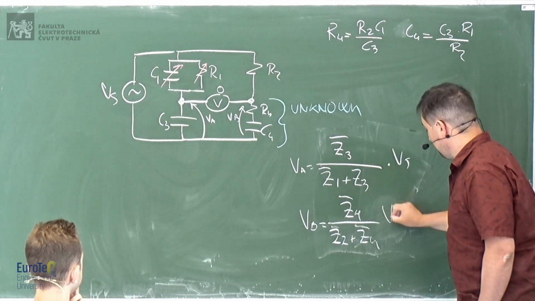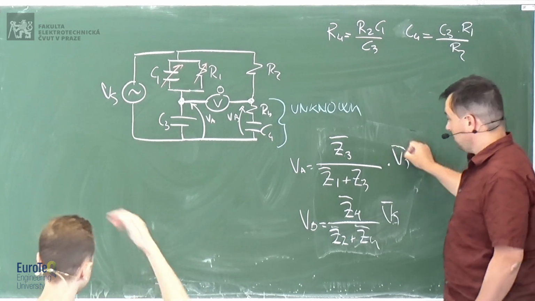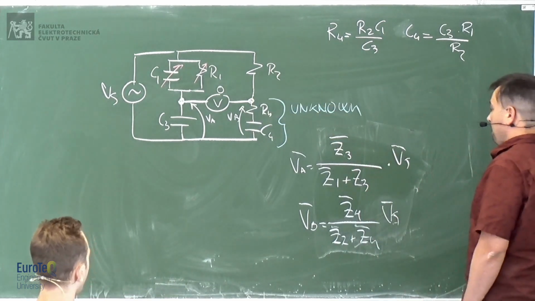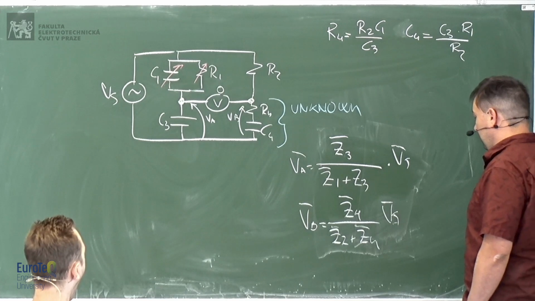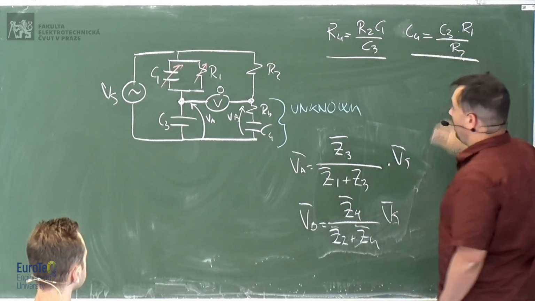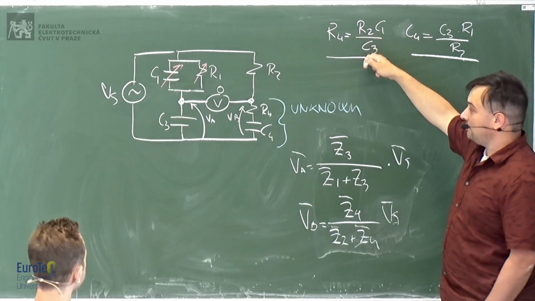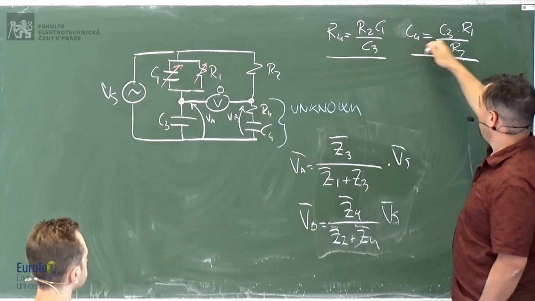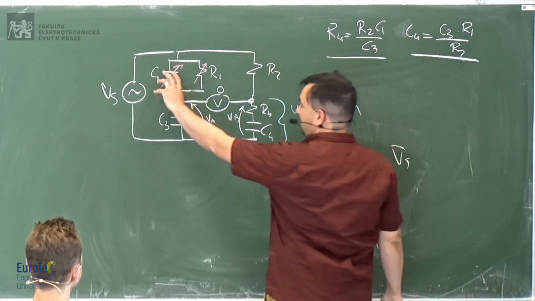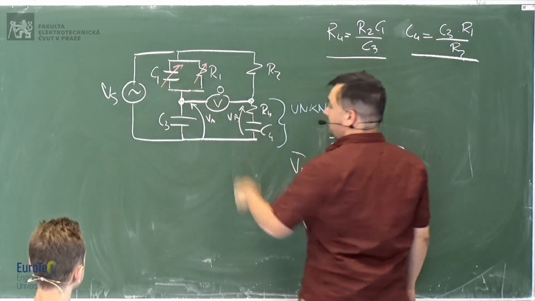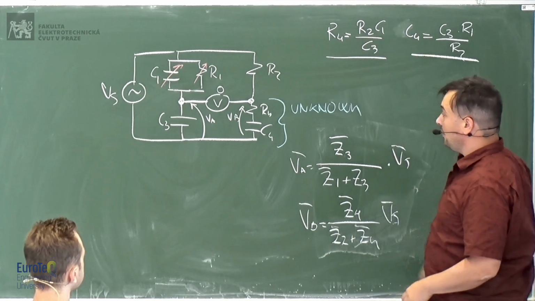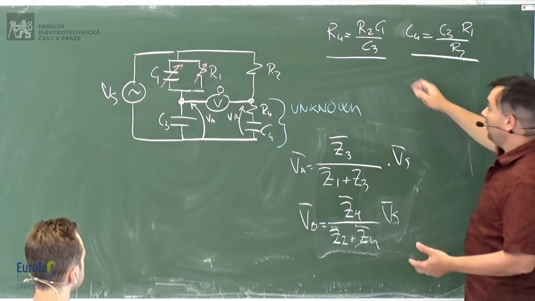So this is a general solution which applies for any type of bridge. Then, in this bridge, we have these elements, so we can substitute them and get the equation. We solve it. If you solve the equation, you find out that R4 is equal to R2 times C1 divided by C3, and C4 is equal to C3 R1 divided by R3. So what you do is adjust C1 and R1 until you get to a 0 voltage, and then you know the value of R4 and C4 according to these equations.